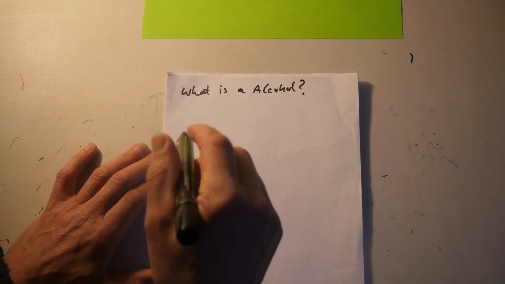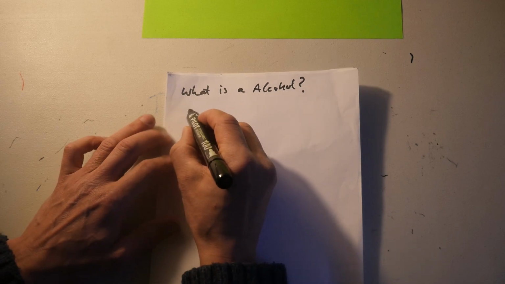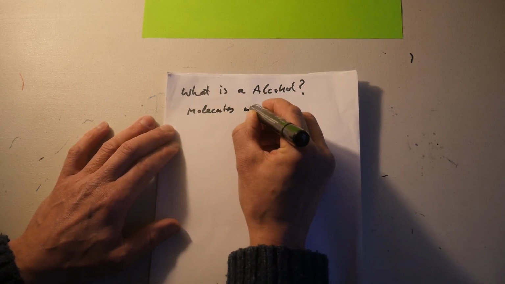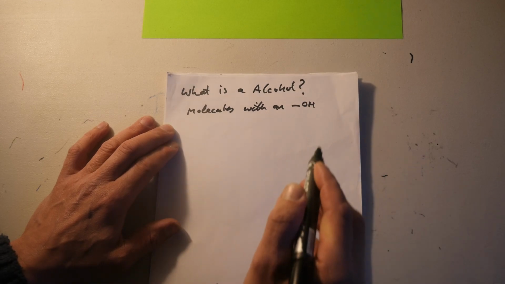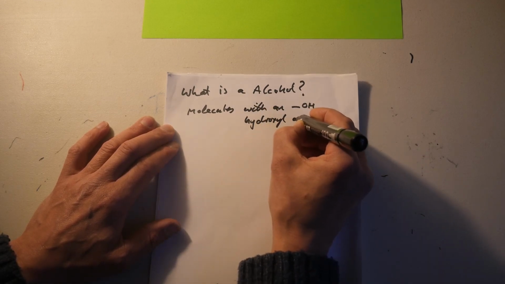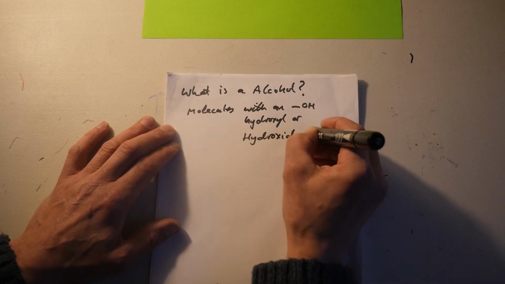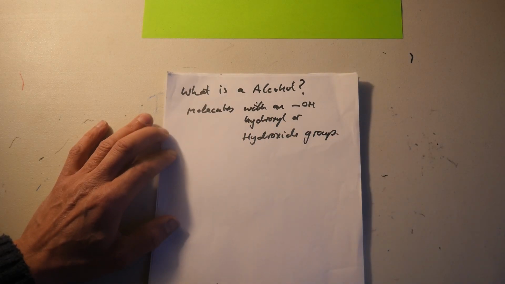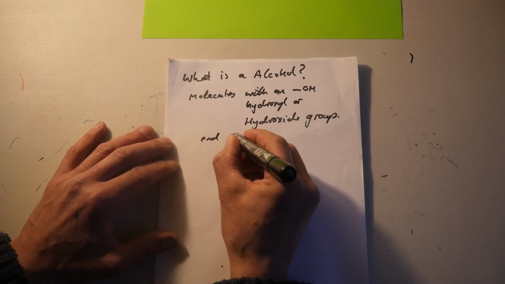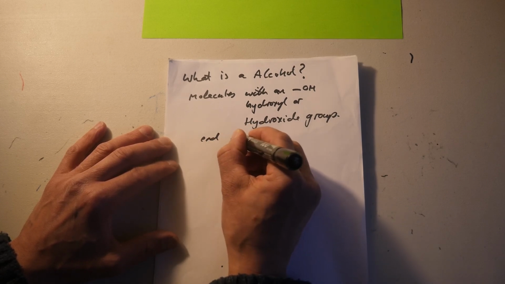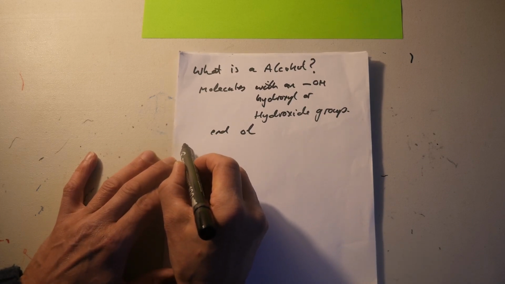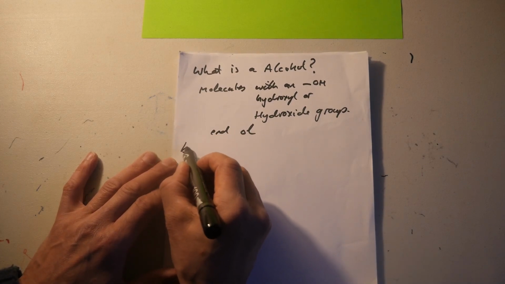What is an alcohol? Alcohols are molecules with an OH group. This is a hydroxyl group, or hydroxide. The names end in "ol", and the names are based on alkanes.